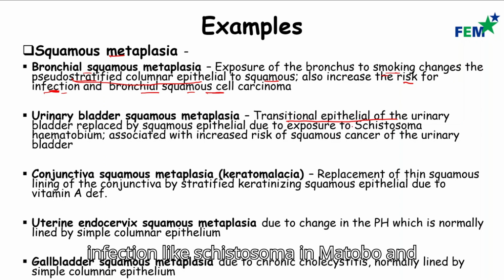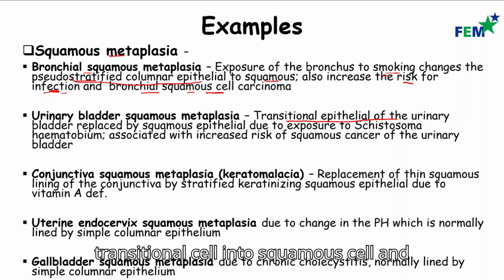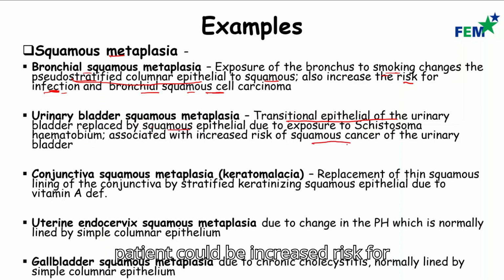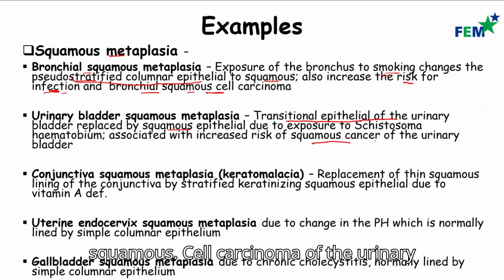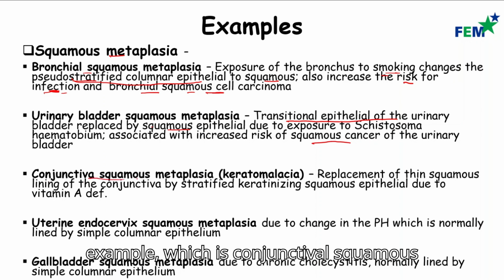If there is exposure to infection like Schistosoma haematobium, this could change the epithelia from transitional cell into squamous cell, and that could lead to dysplasia, and this patient could be at increased risk for squamous cell carcinoma of the urinary bladder.